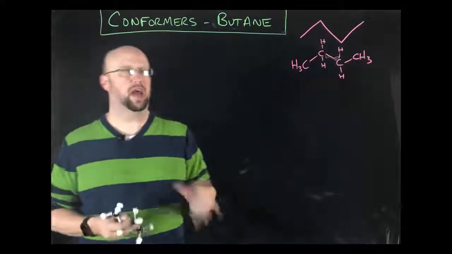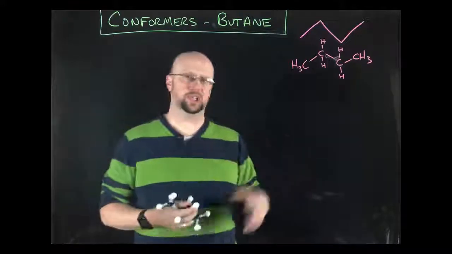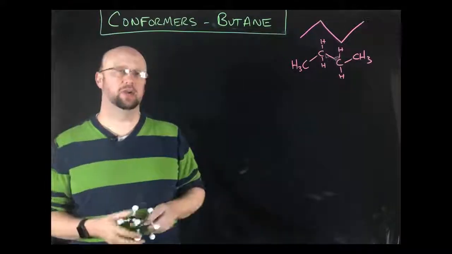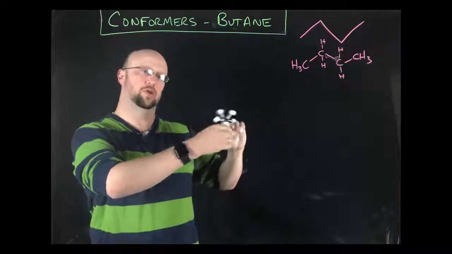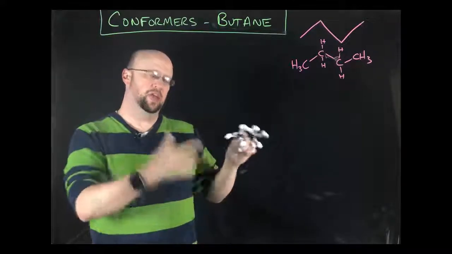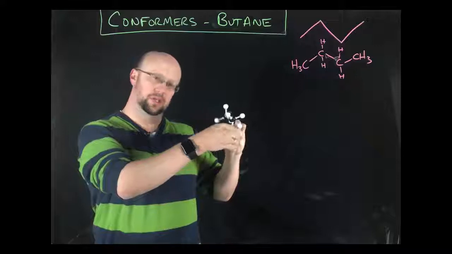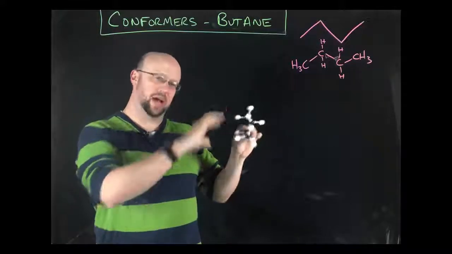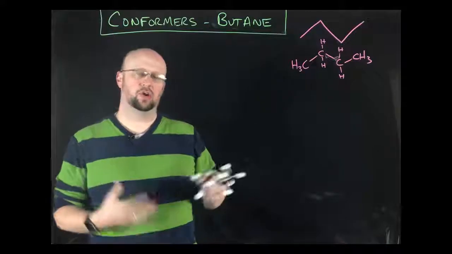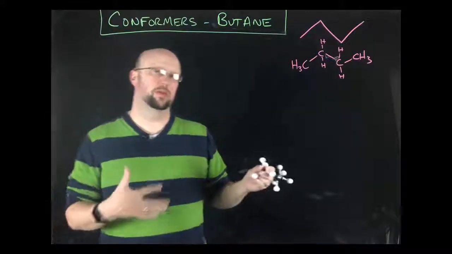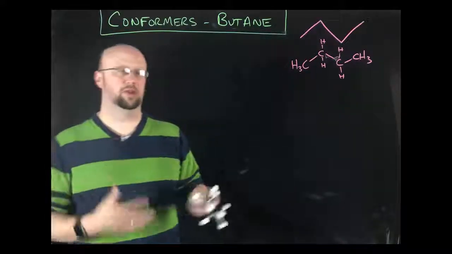Last video we talked about ethane and Newman projections and how to set them up. And remember, the idea is that single bonds can essentially be rotated around each other, and that gives us different positions for all of the atoms in the molecule to relate to each other. Those different positions are called conformations. There are some conformations that are more energetically favorable than others.